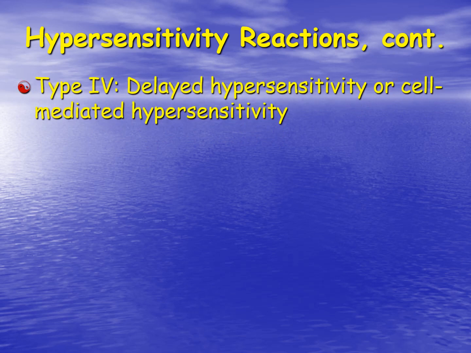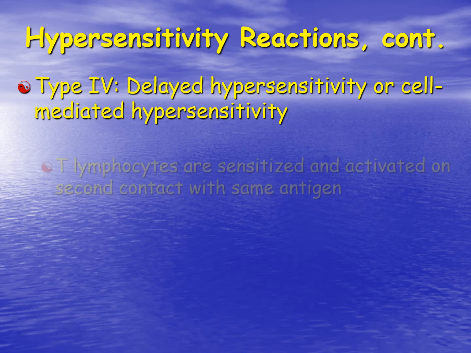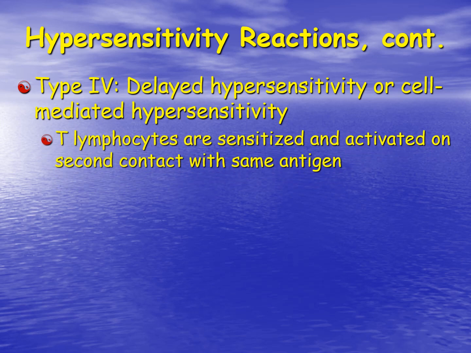Type 4 hypersensitivity reactions are delayed. We normally will not see any clinical signs until 24 to 72 hours after exposure to the antigen. The only thing involved here is going to be the T lymphocytes, so there are no antibodies involved in a type 4 hypersensitivity reaction. T lymphocytes will be sensitized and activated on the second contact with the same antigen. So basically these are going to be T memory cells.